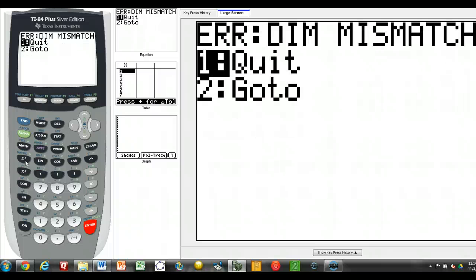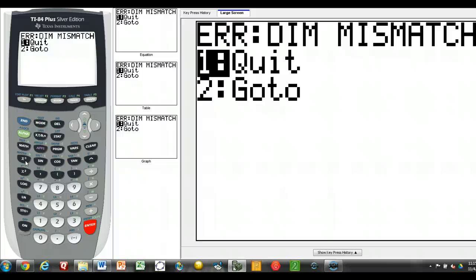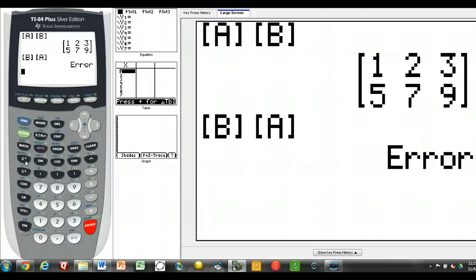And notice that we have a problem. We have dimension mismatch. Remember that the first matrix has to have the same number of columns as the number of rows in the second matrix. So that does not happen here. Matrix B was a 2 by 3, and matrix A was a 2 by 2. So the inside of our numbers do not match. So we are not able to do this. So we're just going to quit. So let's go on to A times C.